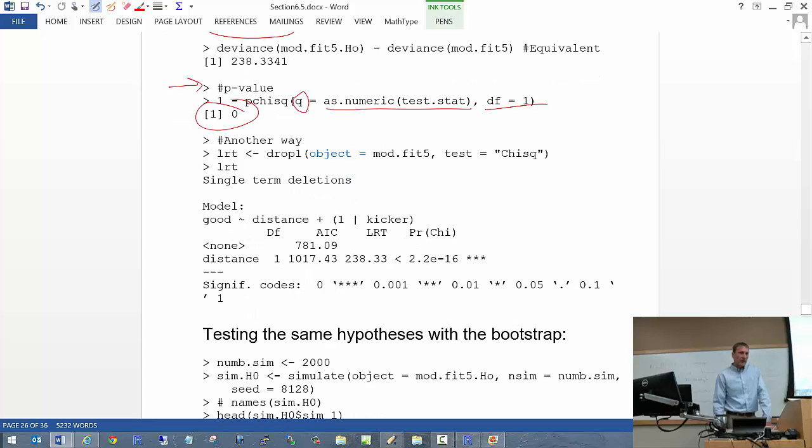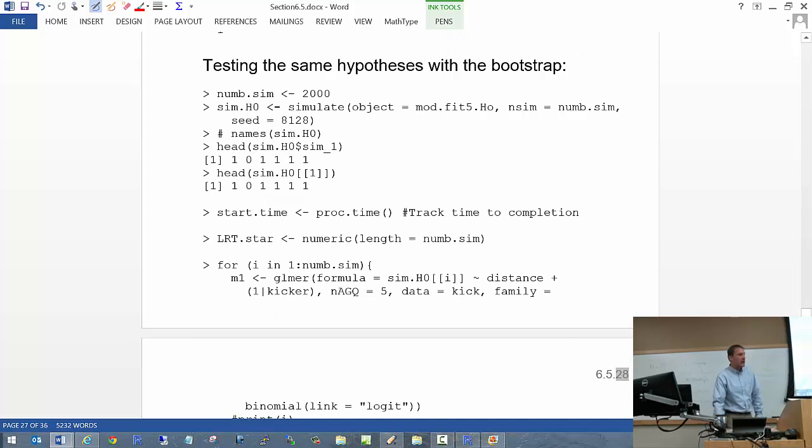A simpler way to do this kind of test is a function in R called drop1, which means drop one variable at a time and do the corresponding hypothesis test. So if I do drop1 with object equal to mod.fit, use a chi-square approximation, and put the results into LRT, I get output that looks very similar to what we've seen with the ANOVA function in the past. Again, a very small p-value. Let's talk about how we can use the bootstrap.